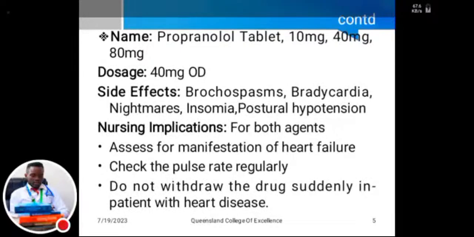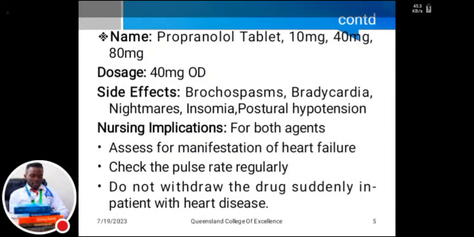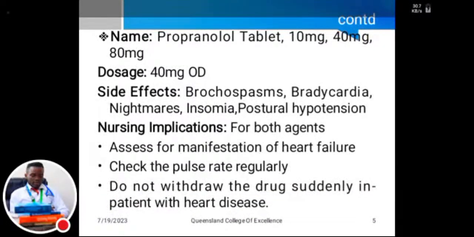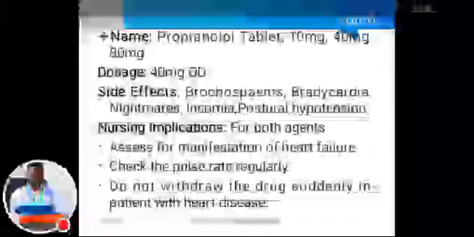Nightmares. Propranolol, it's bad when it is taken in excess. Then it also brings about what? Insomnia. It also causes postural hypotension. It can make a person have low blood pressure.